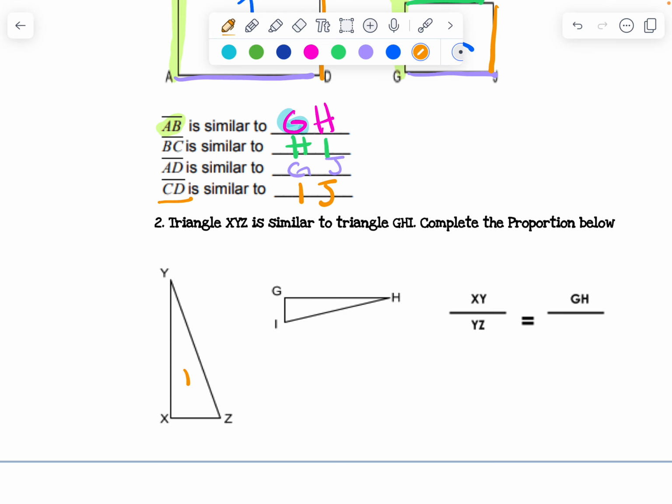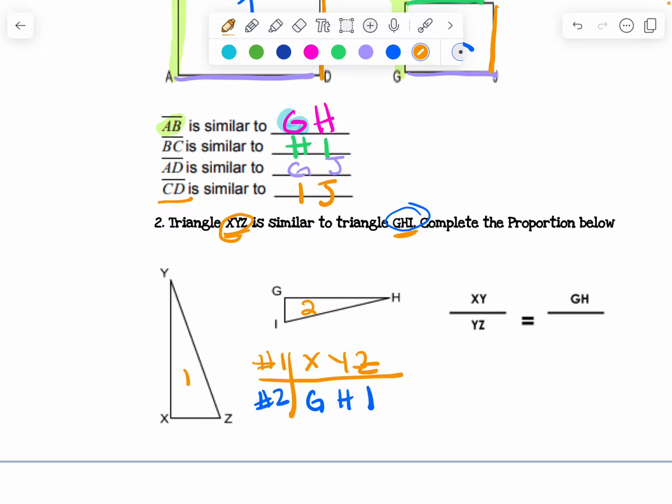So I'm going to label this as 1. This is figure 2. And I'm going to write figure 1. And this is my figure 1. I'm going to put X, Y, and Z. And then figure 2 is the second one. And it's going to be G, H, and I. So all you really need to do is look at what they gave you. So like they gave it to me here and they gave it to me here. So I don't really have to guess who goes first.